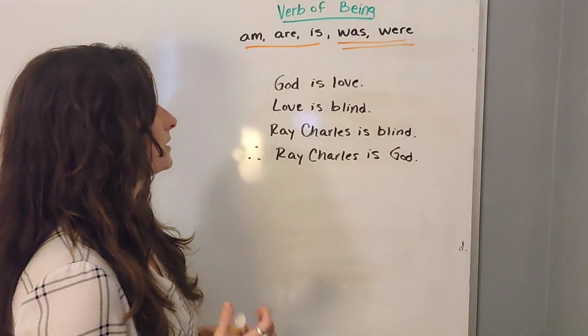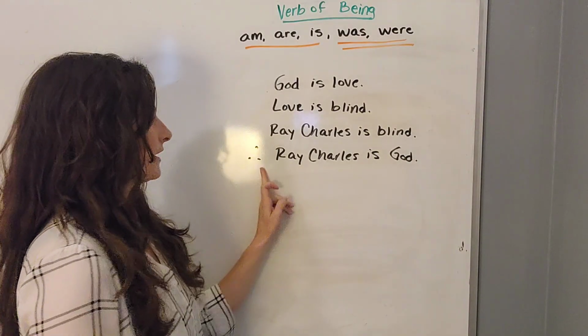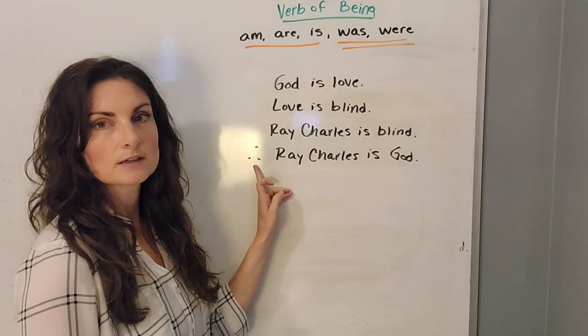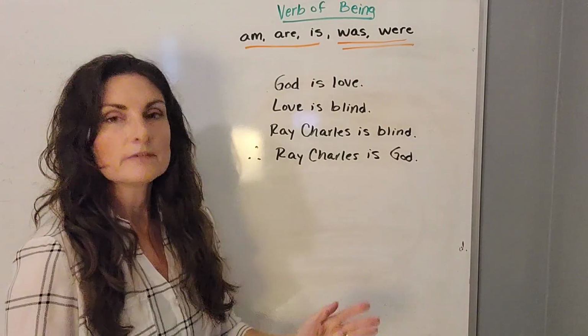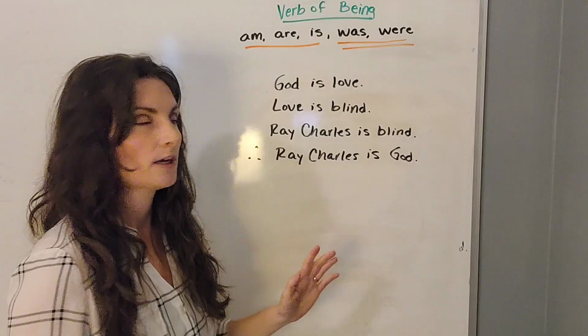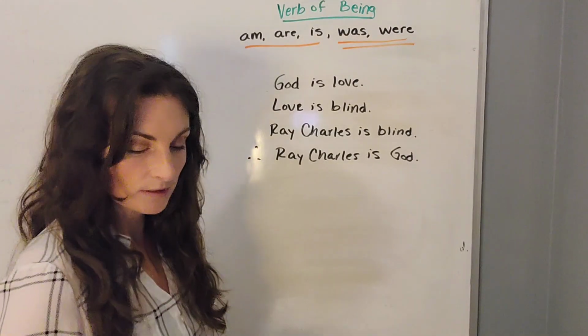God is love. Love is blind. Ray Charles is blind. Therefore, these dots mean therefore, Ray Charles is God. Obviously, this is totally false. And we're like, yes, that is not right. But why is it not right? So let's look at this.